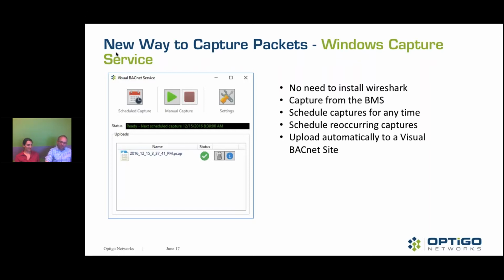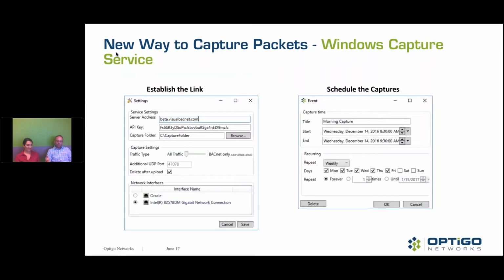If we go to the next slide here, these are a couple of the key pages within the capture tool. There's one configuration page that you use to establish the link, and you punch in the server address and the API key. You can select whether you want to capture all traffic or only the BACnet traffic, and we'll filter it out. You can specify an additional UDP port, and you select the interface on which you want to capture. Once you have this set up, the next step is to schedule the capture.